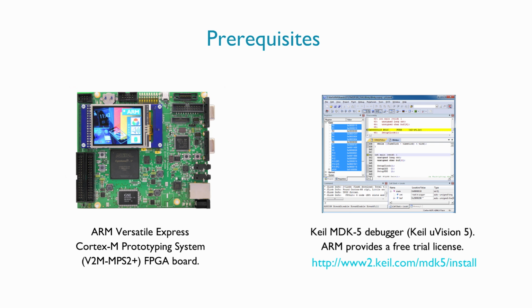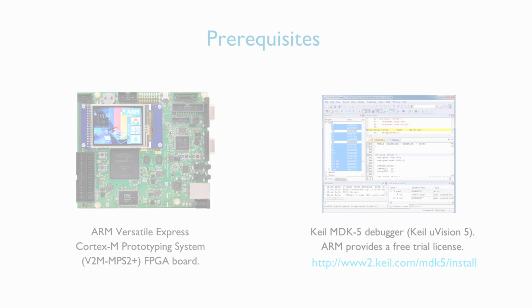ARM provides a free license for the tool, and instructions on accessing this license were included in the email that you received after downloading the DesignStart package, allowing you to run the full version of the Keil software.